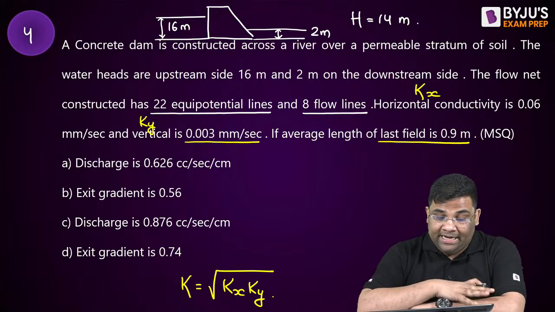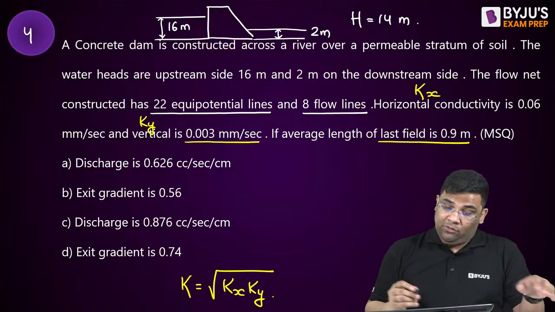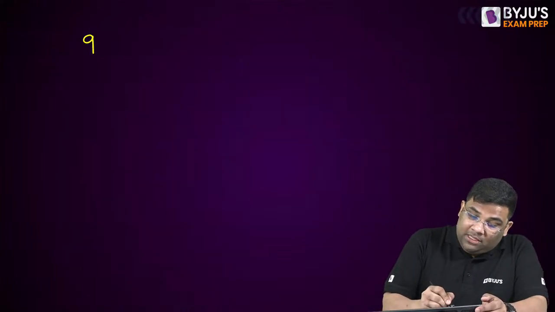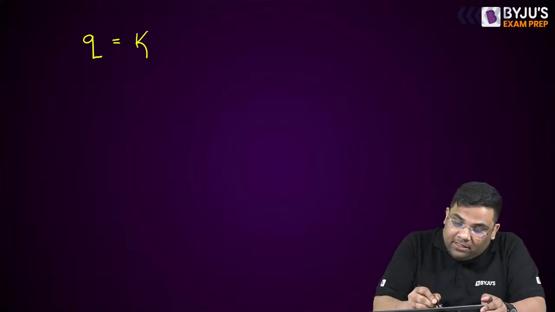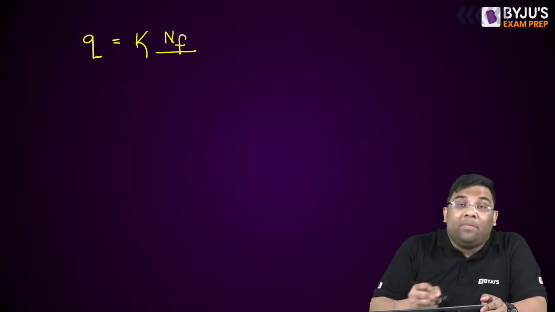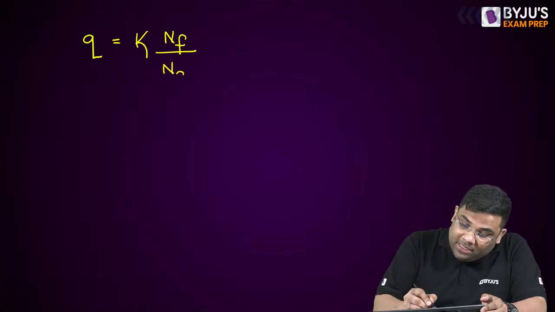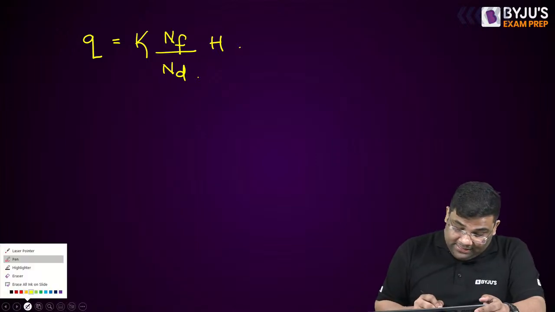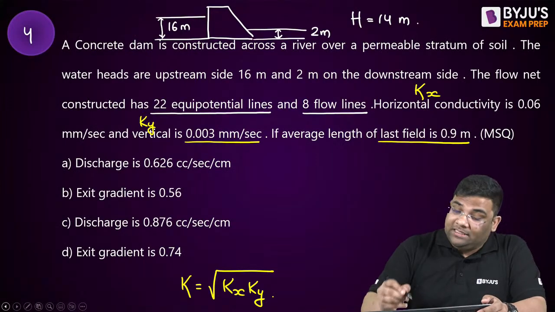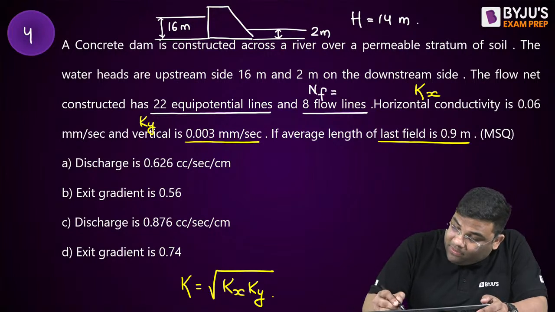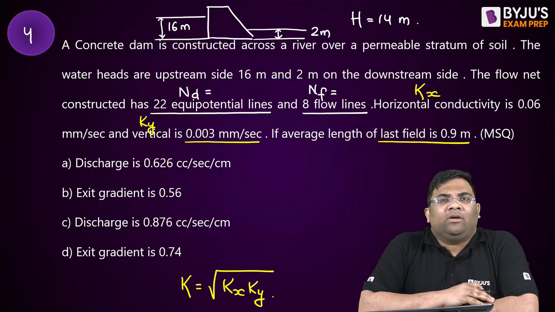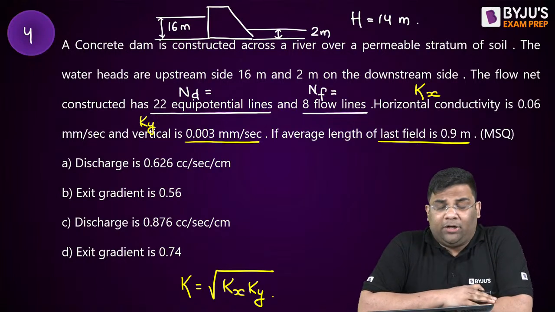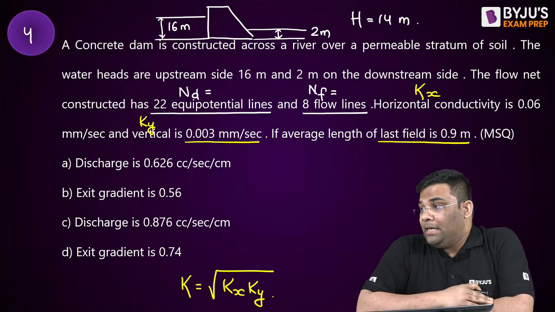What is asked? The exit gradient and your discharge. Now we know the discharge formula, right? The discharge formula is K, which in this case is root under Kx into Ky, into the number of flow channels divided by the number of potential drops, into the head difference. Now can you tell me the number of flow channels and the number of potential drops? Write in the comment section.